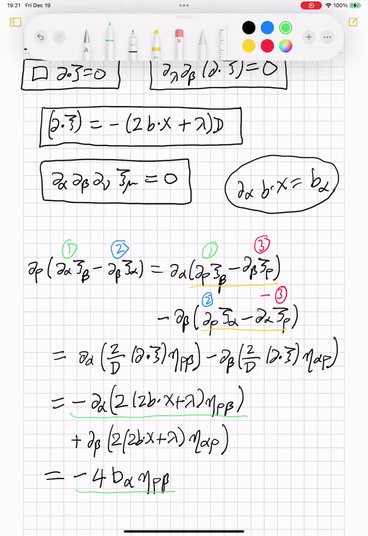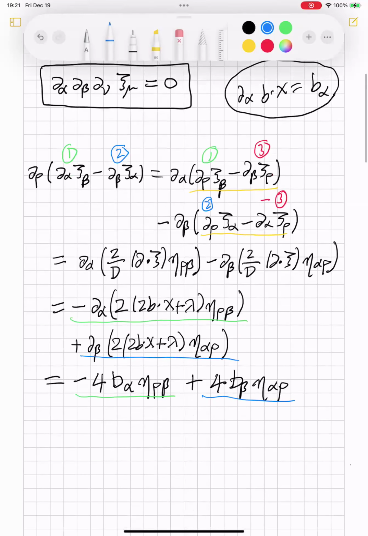And then I've got plus 4b_β η_αρ. And that comes from evaluating this term over here. And remember what this is equal to. This is ∂_ρ of (∂_α ζ_β − ∂_β ζ_α). Well, I can now very easily integrate this equation.